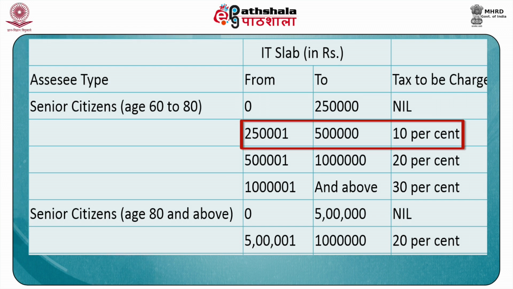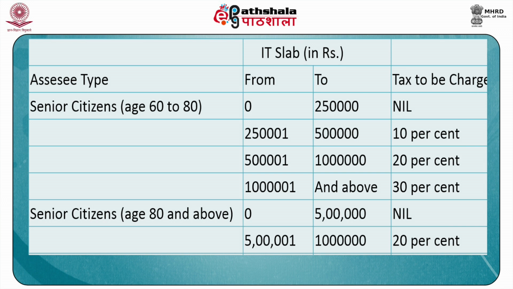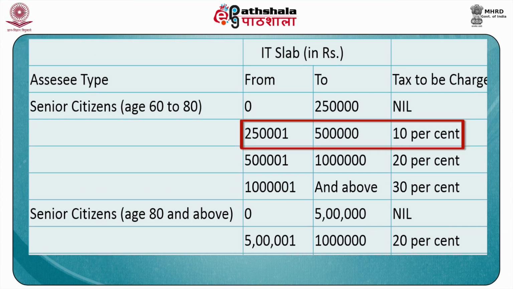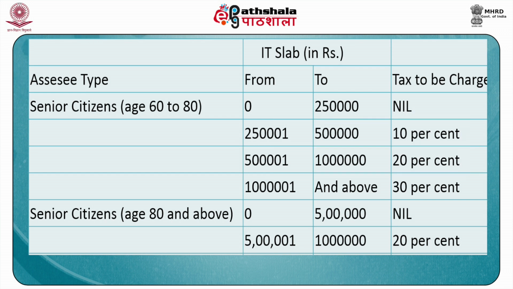If income is between 2,50,000 to 5 lakhs, tax will be imposed at the rate of 10%. If income is between 5 lakhs to 10 lakhs, tax will be imposed at the rate of 20%. And if income is 10 lakhs or above, tax will be imposed at the rate of 30% or more. So in a way, we are giving some kind of concession on the basis of age in India.